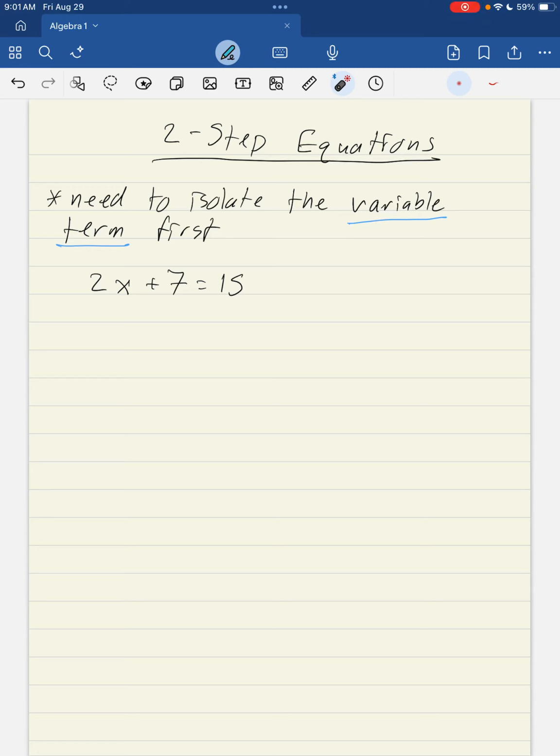Welcome back. So today we're talking about two-step equations, and the main deal here, I'm going to write a two-step equation right here. We've got 2x plus 7 equals 15.